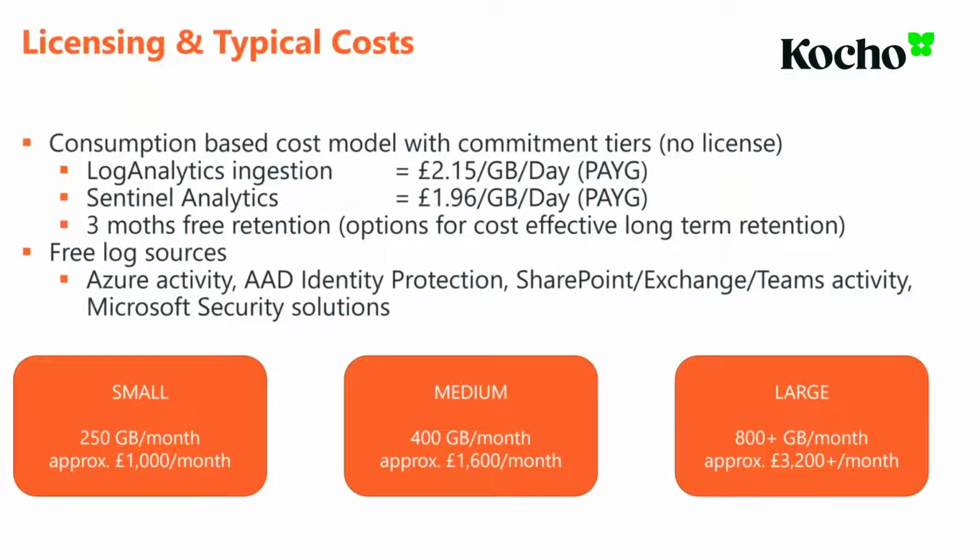Now, the commitment tiers are typically 100 gig, 200, 300, 400, 500. Recently, Microsoft has acknowledged that some clients are in the terabyte range. So they're offering commitment tiers for those clients who need to consume terabytes and above, and they offer significant discounts.